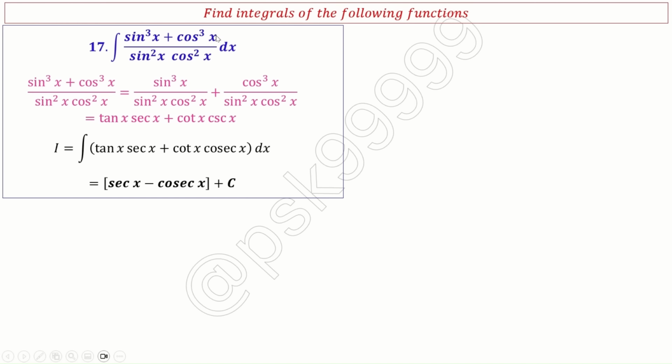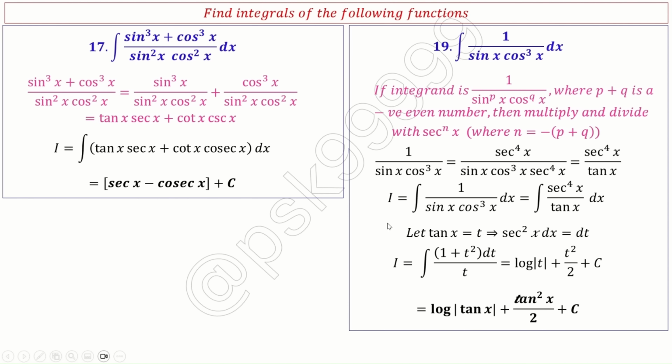Sin cube x plus cos cube x divided by sin square x cos square x. So this one is simple. You expand it: sin cube x divided by the denominator plus cos cube x divided by the denominator. Now this one I can write as tan x secant x, and this is cot x cosecant x. Now I know the integration of this, very simple. This is secant x minus cosecant x plus constant.